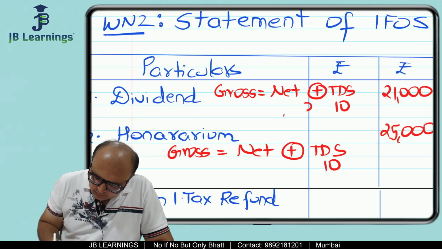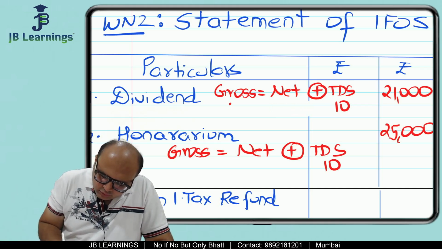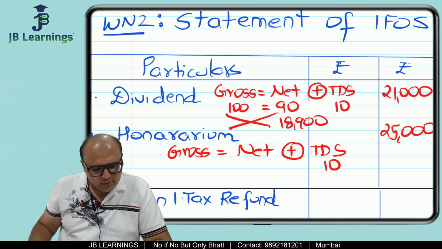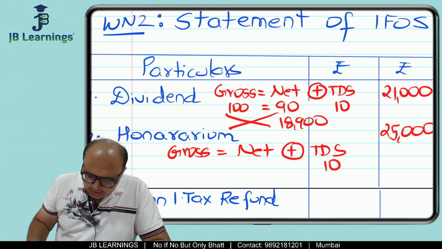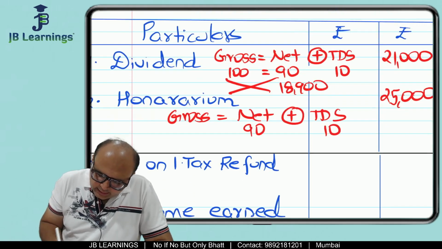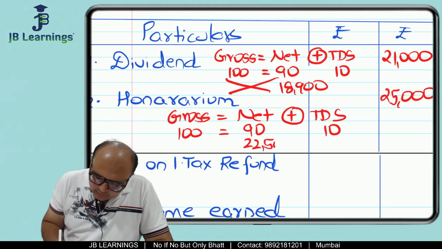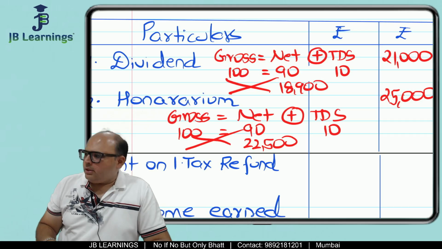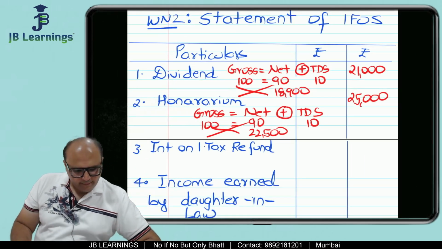So if gross is 100, net is 90, 18,900 is 90 converted into gross. Same goes with honorarium. So this is 90, this is 100. What is given in the question is 22,500. Then cross multiply and then find out the gross amount.